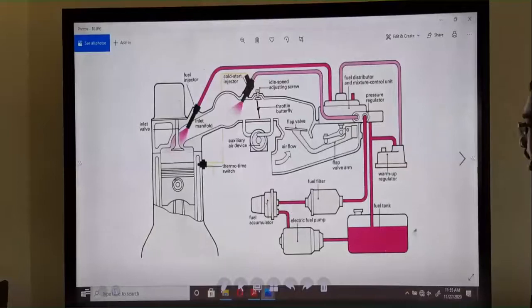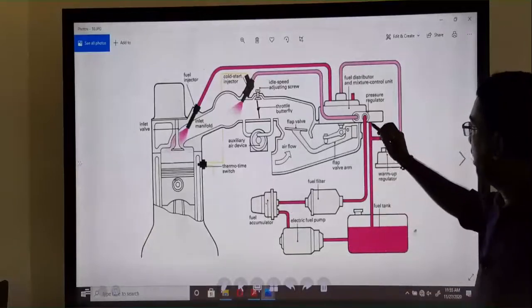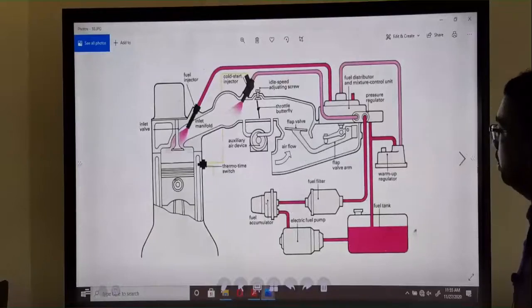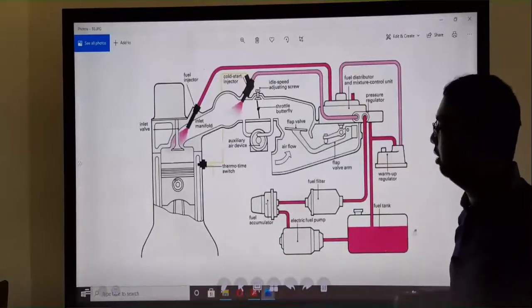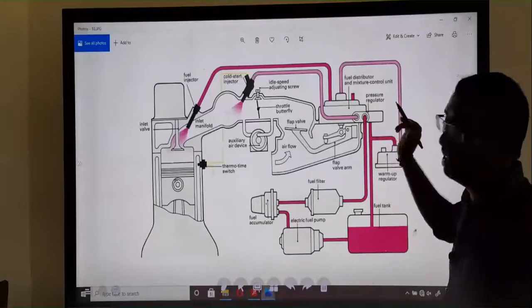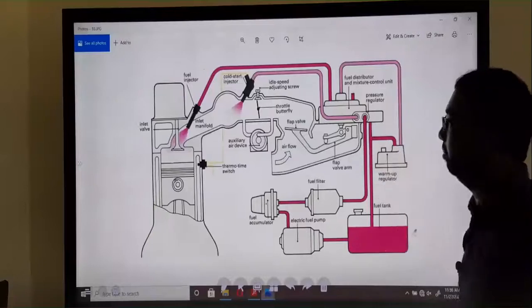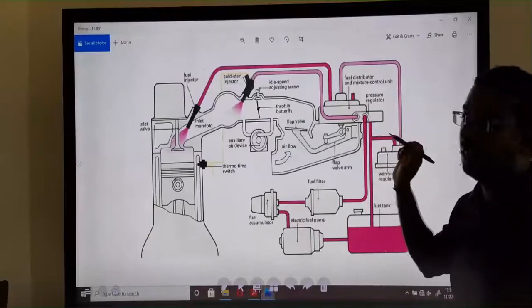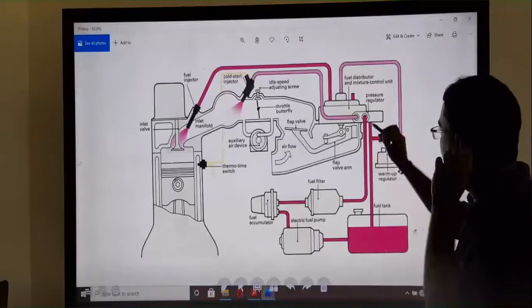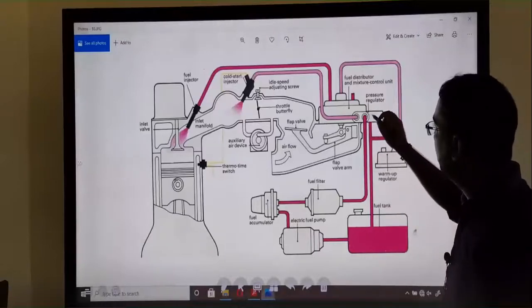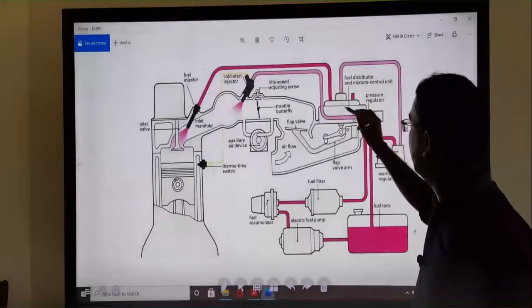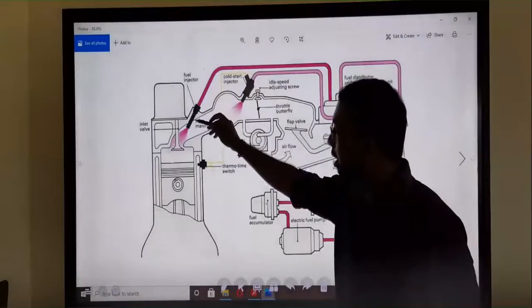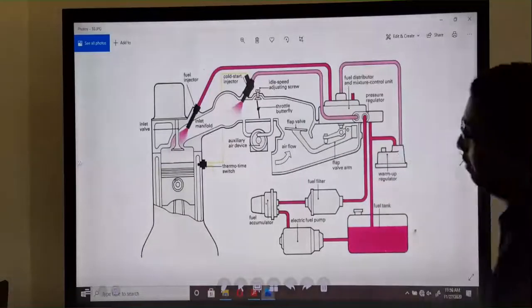Here you can see there are two lines. This supply line comes to this fuel distributor and mixer control unit. This works like the carburetor, but it is not a carburetor. It's a petrol gasoline injection system. Here they use the injector instead of the carburetor. Here the fuel is supplied, and normally this is electronically controlled, and it sends the fuel by this pressure distributor, and the fuel is sprayed into the manifold by this injector.